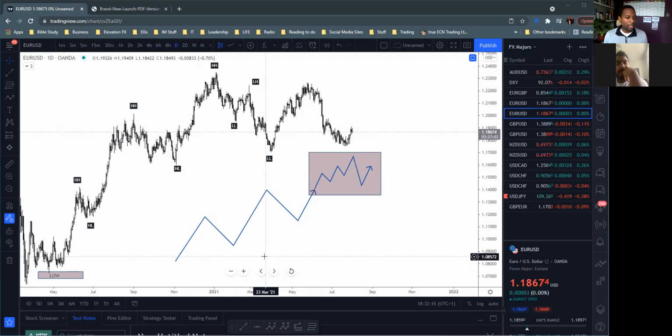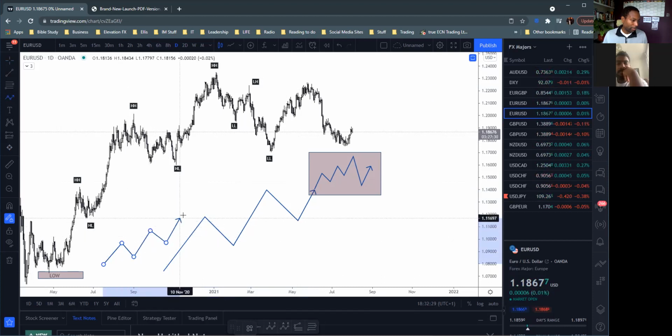So we're working with a series of impulses and corrections. Even inside here, the same thing is happening. I'll just draw it next to it, right? Inside here, that's all that's happening on the lower time frames, like that. So this is a representation of what's happening inside there on the lower time frames.